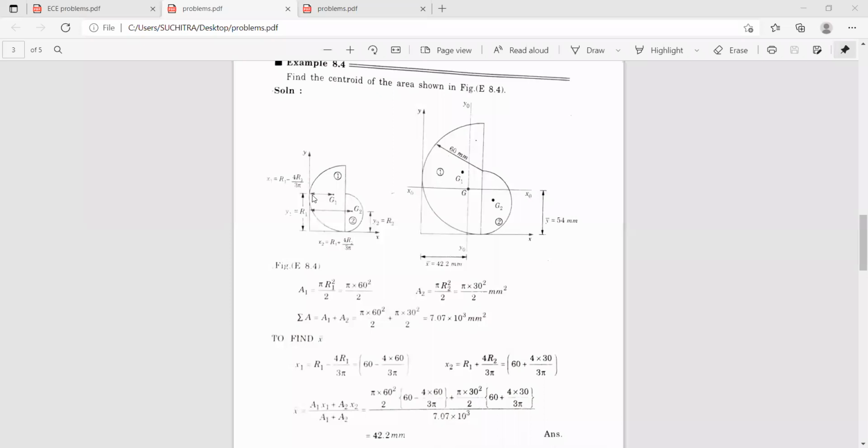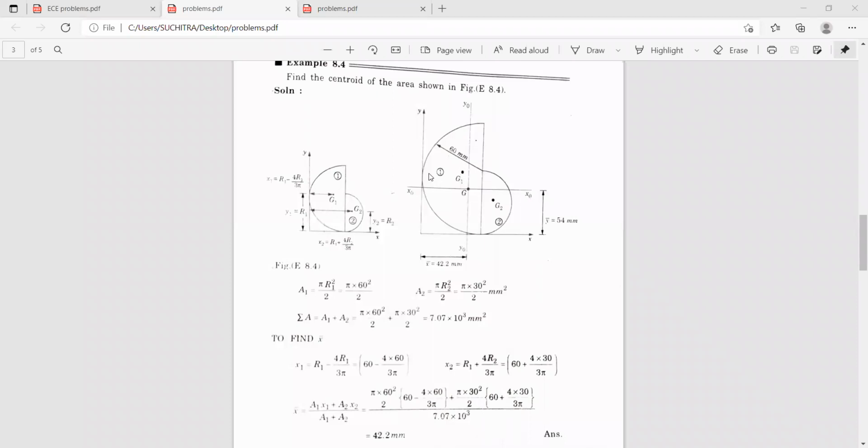Now you want to find the values of x1. You can see here G1 and G2 are the centers of these individual semicircles. So from this point to this point, this is x1, correct? This is x1, and from this point to the y-axis, this horizontal distance is x2. So now this is the radius of the semicircle, it is 60. So the center of the semicircle with respect to base is 4r by 3 pi. So this distance is 4r by 3 pi.